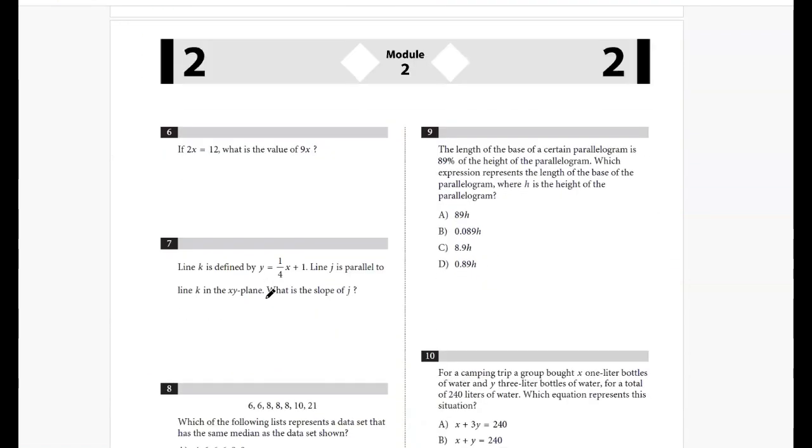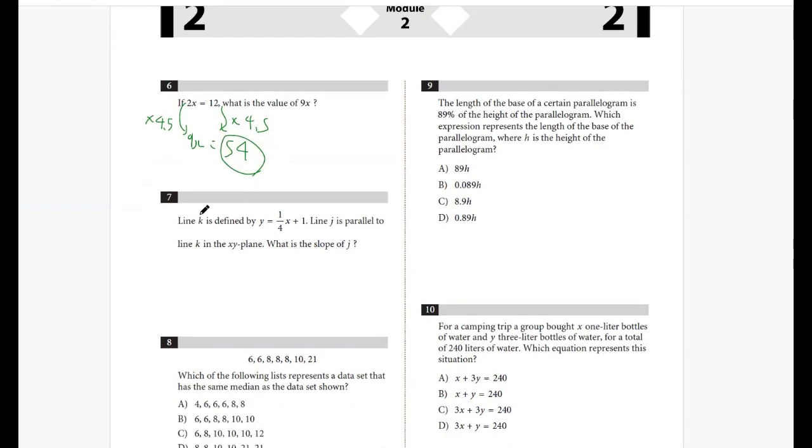Okay, 2x is equal to 12. What's the value of 9x? How do I go from 2x to 9x? I need to multiply by 4.5. I have to do the same here. 12 times 4.5 is equal to 54. So 54 is the correct answer.